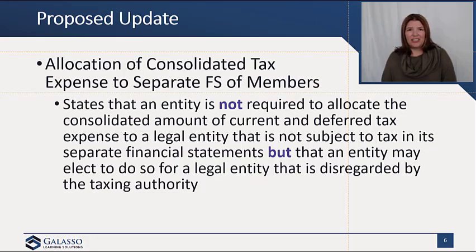In addition, currently the standard is silent regarding allocation of consolidated tax expense to separate financial statements of members. In this scenario, it states that an entity is not required to allocate the consolidated amount of current and deferred tax expense to a legal entity that is not subject to tax in separate financial statements, but an entity may elect to do so for a legal entity that is disregarded by the taxing authority. Remember, not all entities are taxed. Some of them are what we call pass-through entities. So if you are doing an allocation, it's going to allow you not to allocate any amount to something that does not pay taxes, but you can elect to do so if you want to. So they give you an option there.